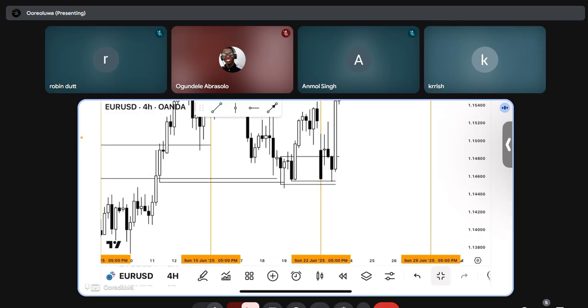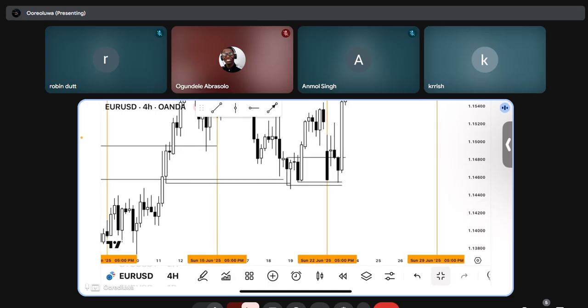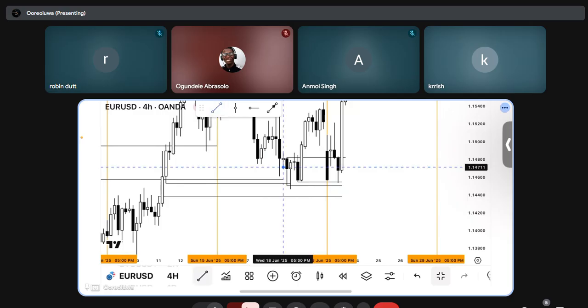No knowledge is a waste. Now where do we keep the stop loss? At this point. Someone like me, this is where I will keep my stop loss.